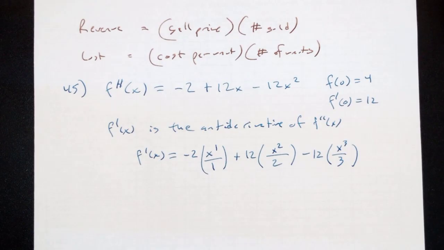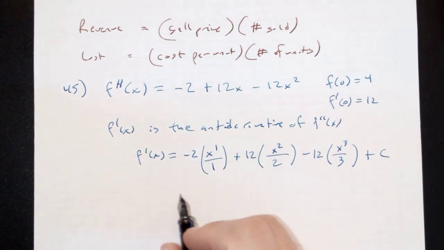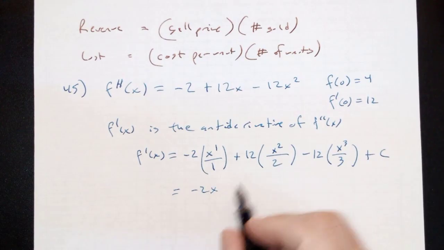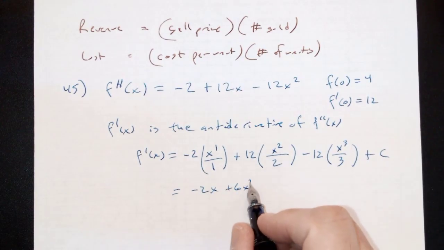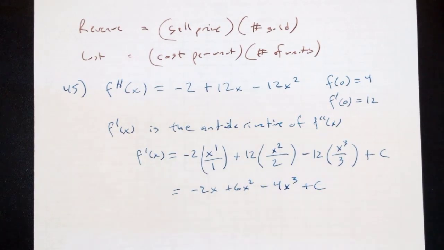But wait, there's more. What else do I need? Plus c. I can simplify this a little if you want. I think it's advisable in this case. You could rearrange to put the cube first and put it in descending order of powers if you want. You could put the c at the front and write it in ascending order of powers. I don't care.